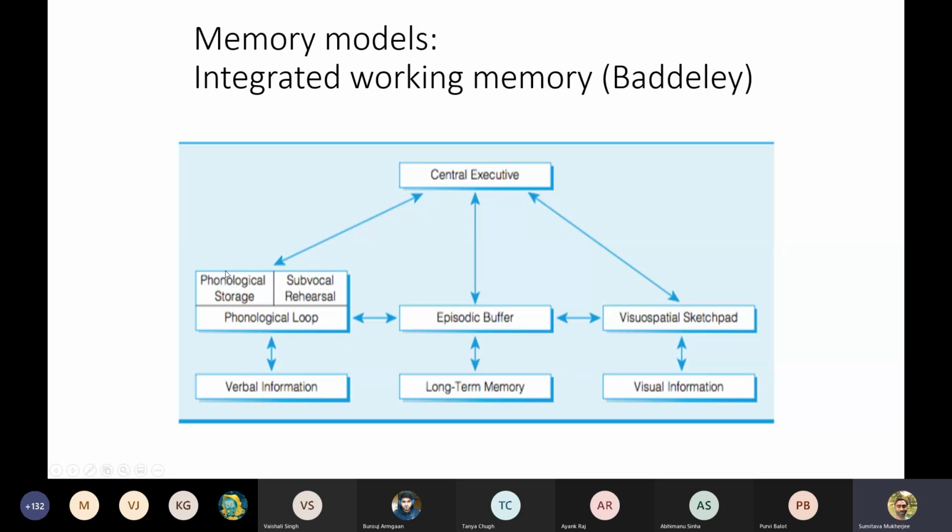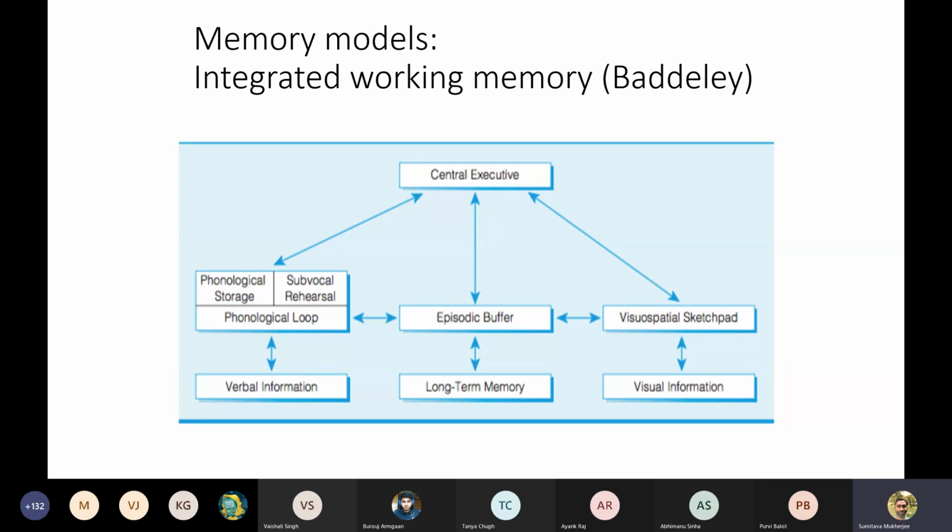So you can technically move from the phonological loop via the central executive or via the episodic buffer to the visuospatial sketchpad. You can move from the visuospatial sketchpad via the episodic buffer or the central executive to the phonological loop. It enables us to move information across all these subsystems in a flexible manner for us to achieve the idea of storage of information.